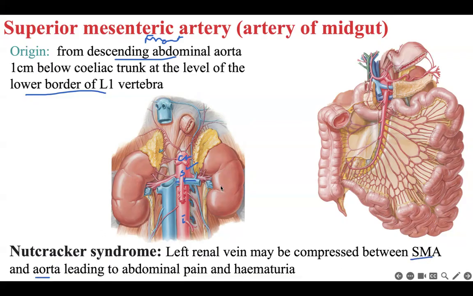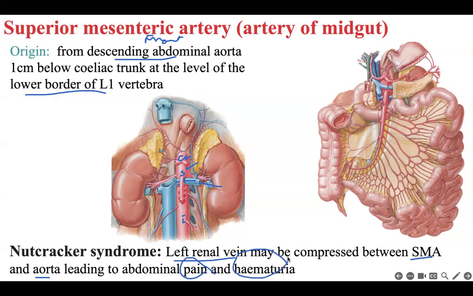What is the name of this vein? From the left kidney, it is the left renal vein. So the left renal vein in some patients may be compressed between these arteries, and the patient will complain of pain and hematuria. Very important clinically.